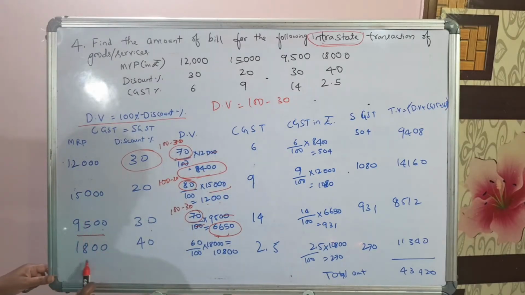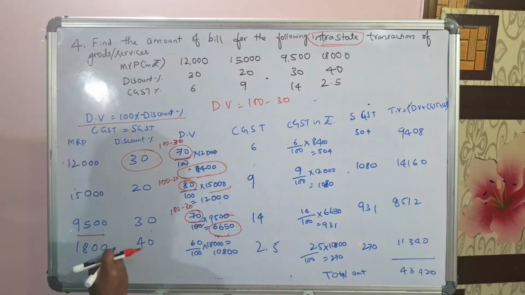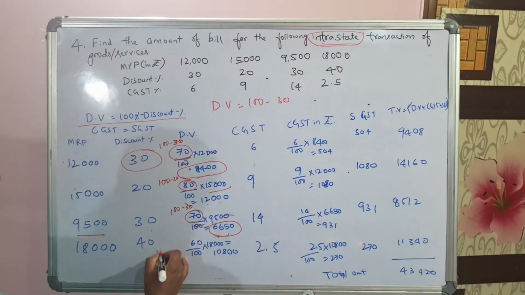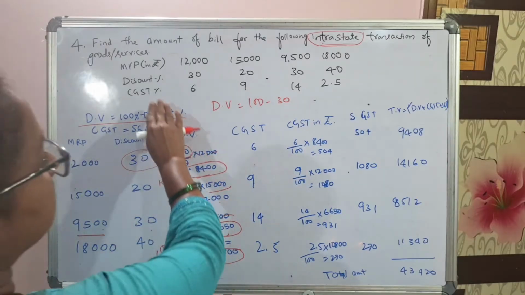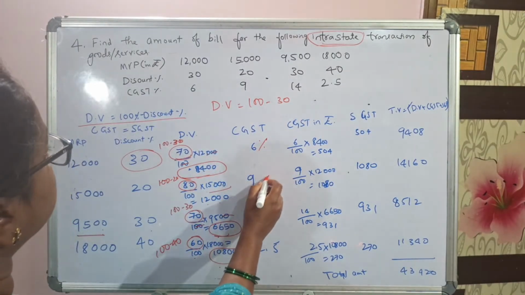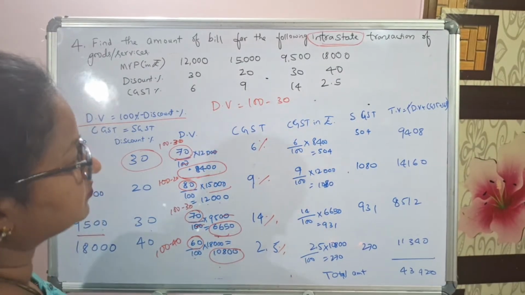And for MRP 18,000, the discount percent is 40. That means 100 minus 40 is 60. 60 divided by 100 into 18,000 is equal to 10,800. Here CGST percent they have given 6%, 9%, 14% and 2.5%.